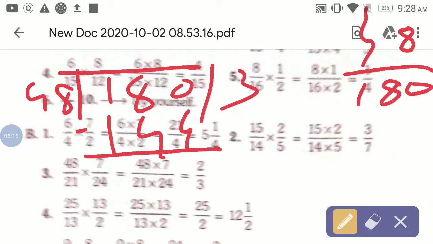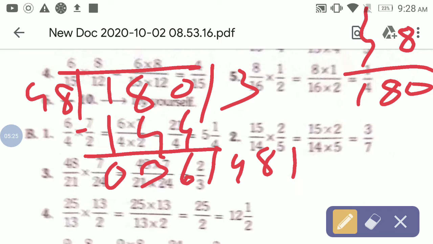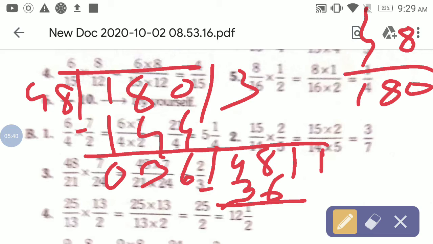So 10 minus 4, 6, 7 minus 4, 3 and 1 minus 1, 0. So 48 and 36. 36 multiplied by 2, you will have 72. It will be a bigger number, so you have to use 1s. That is 36. So 8 minus 6, 2 and 4 minus 3, 1.